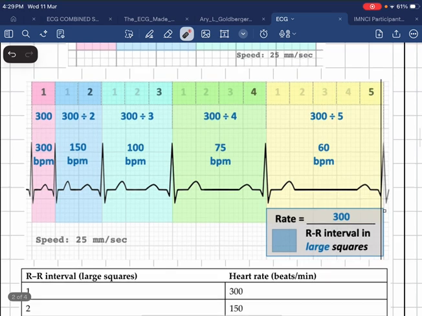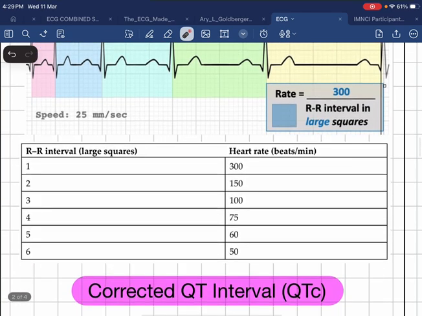We can also use the formula 300 divided by the RR interval in large boxes, but it's not accurate because sometimes complete large boxes are not there. The R wave can fall in between, so we need to calculate the small boxes that are between the R waves. Likewise, if the RR interval in large boxes is 1, the heart rate would be 300. If 2, it would be 300 divided by 2, that's 150, and likewise.